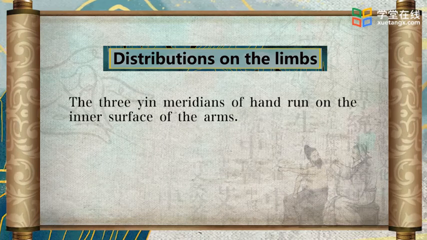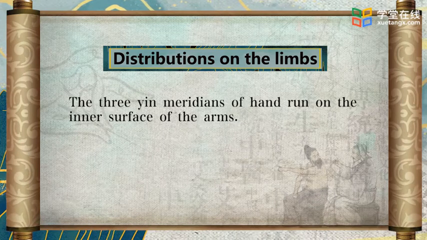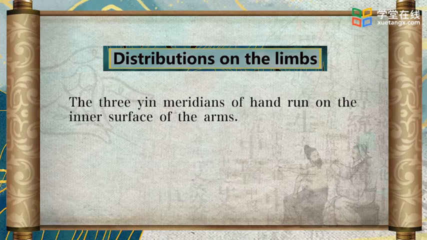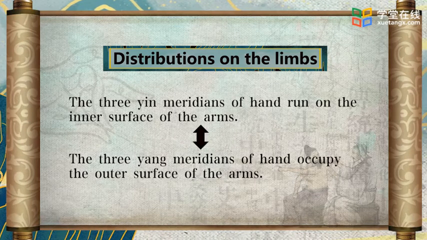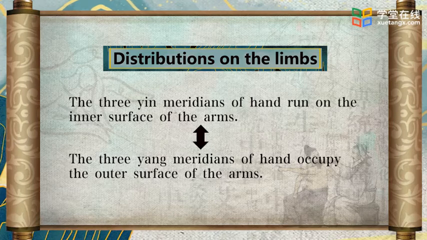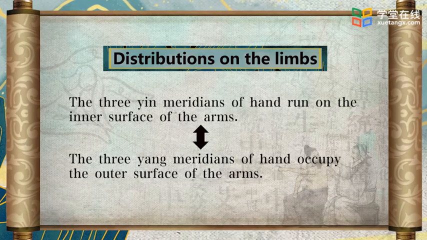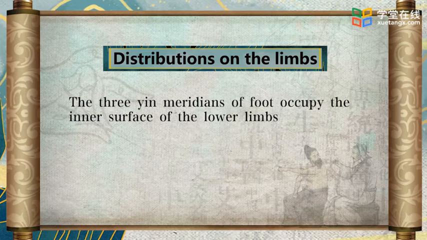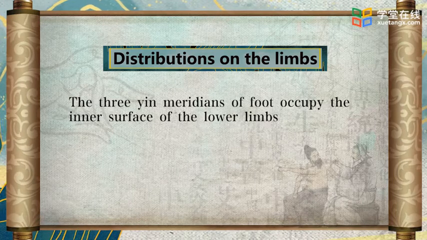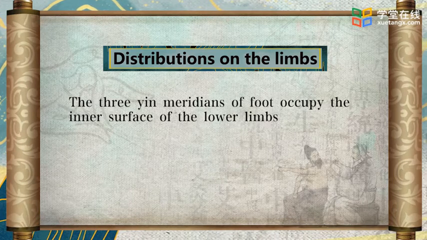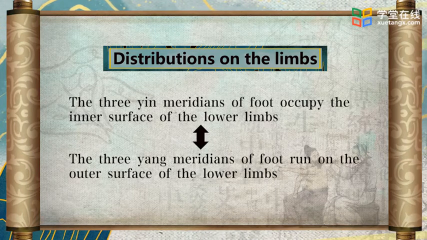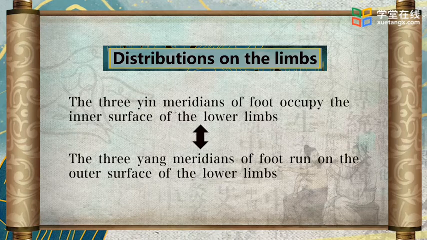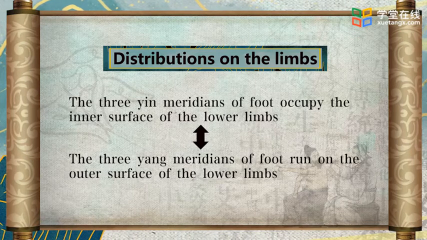The 3 yin meridians of hand run on the inner surface of the arms. Conversely, 3 yang meridians of hand occupy the outer surface of the arms. Similarly, the 3 yin meridians of foot occupy the inner surface of the lower limbs, while the 3 yang meridians of foot run on the outer surface of the lower limbs.